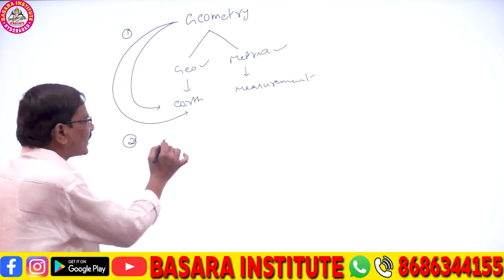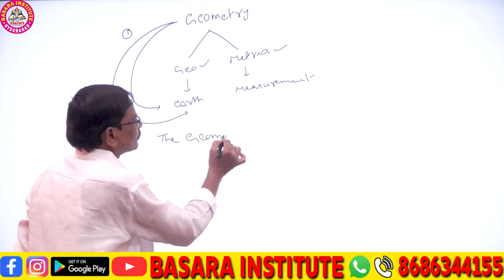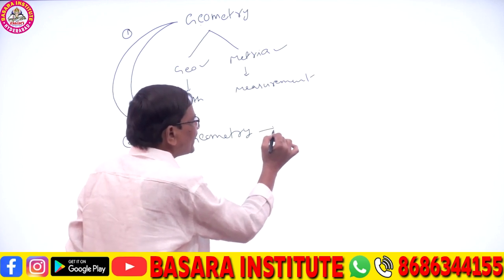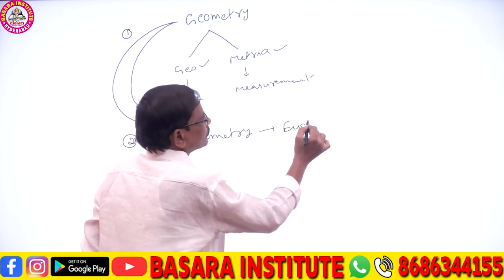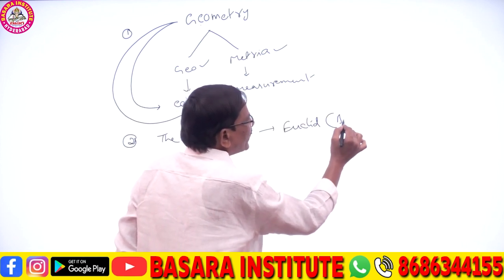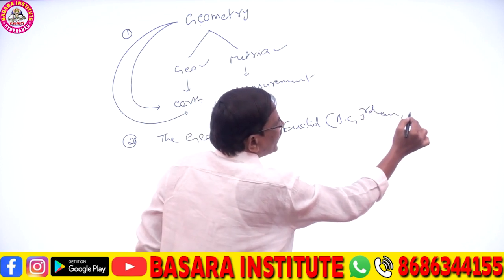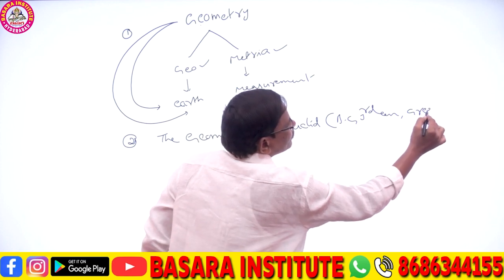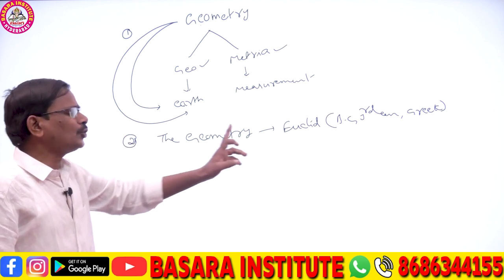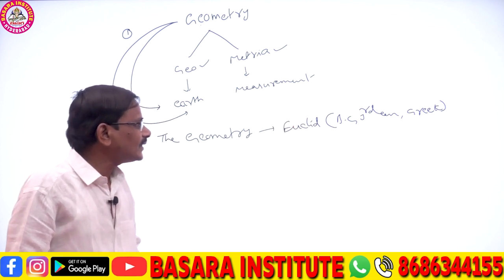The father of geometry. Who is the father of geometry? Father of geometry is Euclid. He belongs to the 3rd century before Christ, and he is a Greek scientist. So, the father of geometry is Euclid.